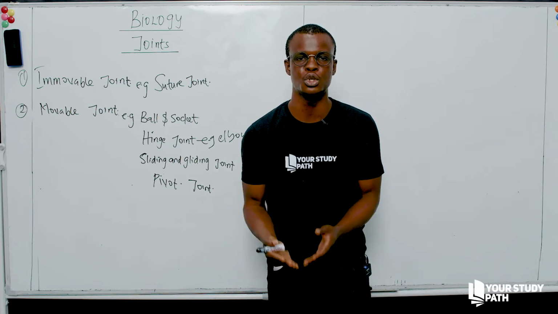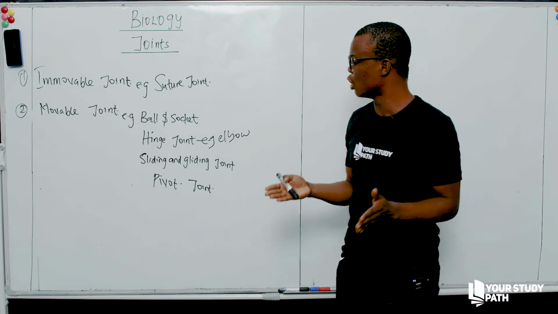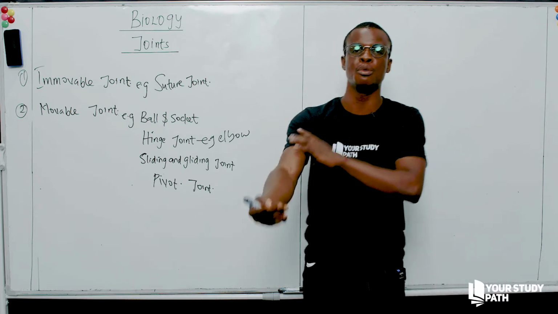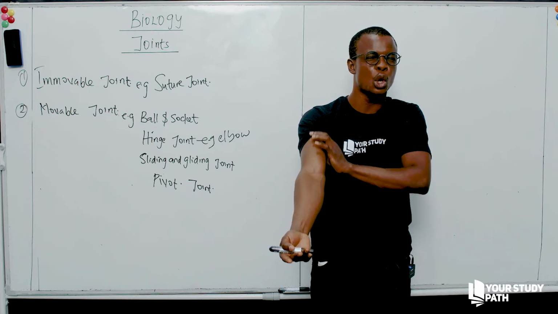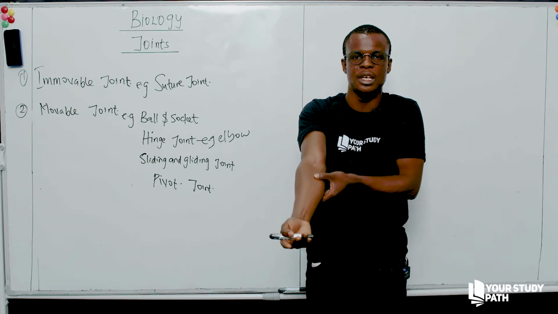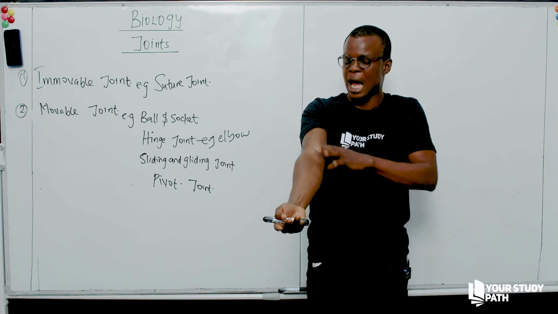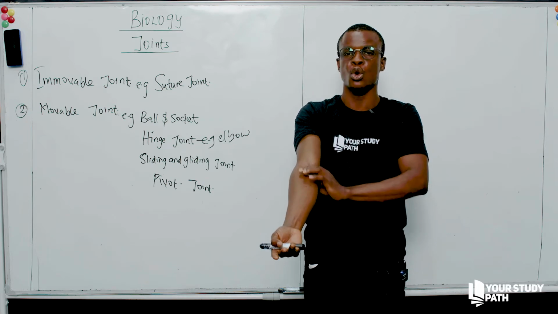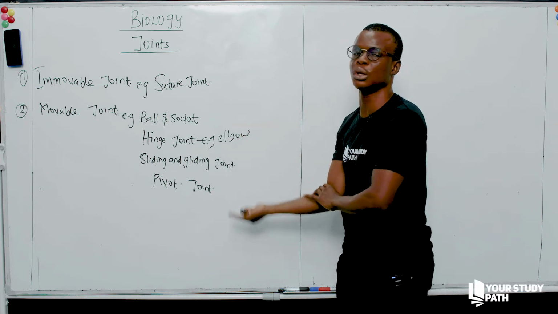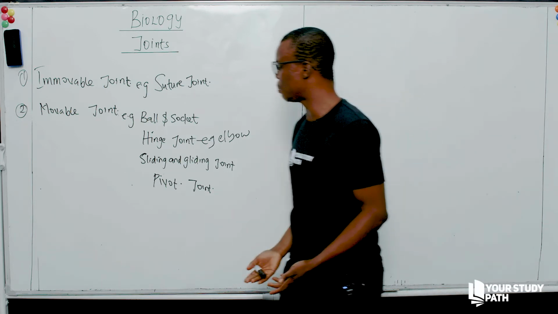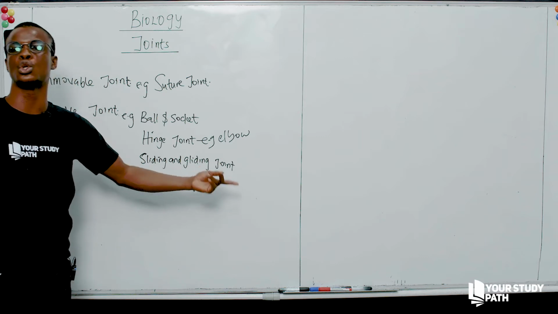It is located at the elbow region, most especially at the junction, should you meet this in your exam, between the humerus. The bone at the upper arm is called the humerus. The lower bones are called the radius and the ulna. They are attached together to the humerus. The joint in between is called the hinge joint.